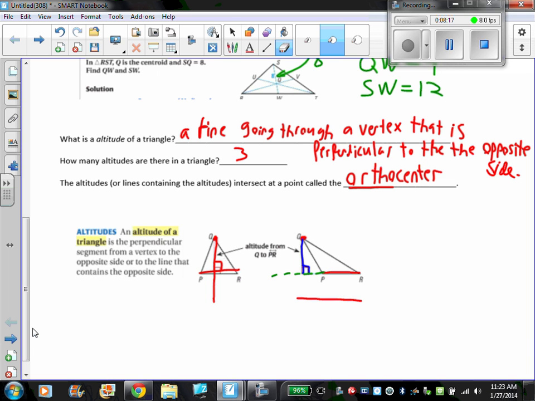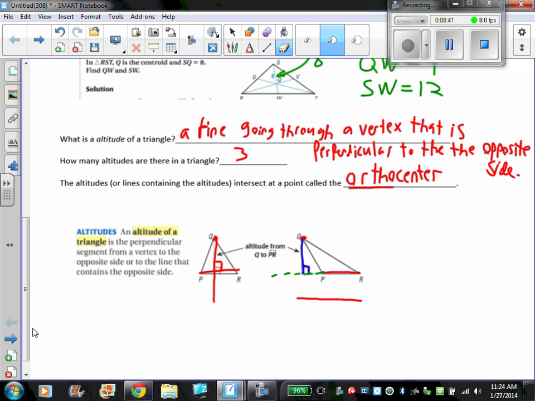Sometimes they go outside of the triangle, and that's what's happening in this example. That happens basically when you have obtuse triangles. With right triangles, you can have altitudes that actually fall on the triangle, and with acute triangles, they're usually going to be inside.